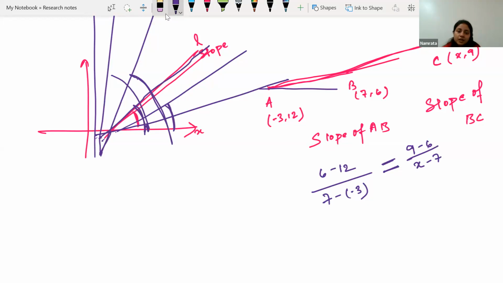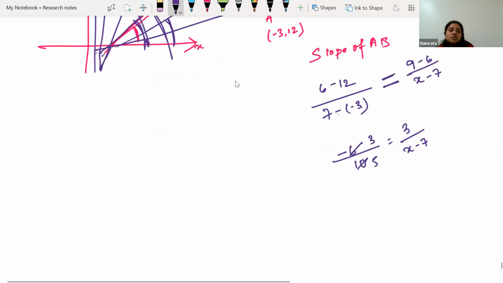Yes, ma'am. Here we will have minus 6, there we will have 7 plus 3, 10. Here we will have 9 minus 6, 3. Here we'll have x minus 7. So 3 times 6, 2 times 5 times 10. Let's do the simplification. Please do the simplification and let me know what you are getting as the value of x. Yes, ma'am.